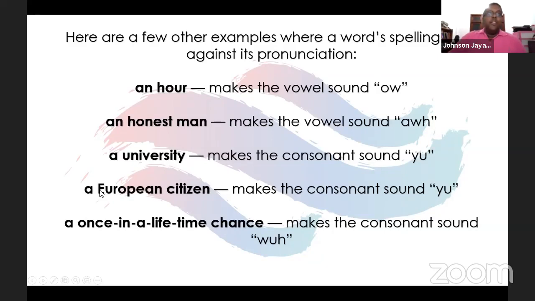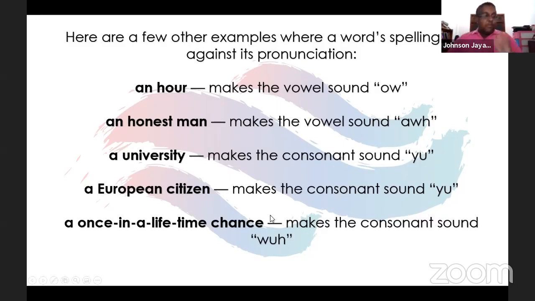A European citizen. Again, the Y sound is coming, European. So a consonant sound. A once in a lifetime chance. Okay, W sound. There's a W sound there, it makes the consonant sound W.